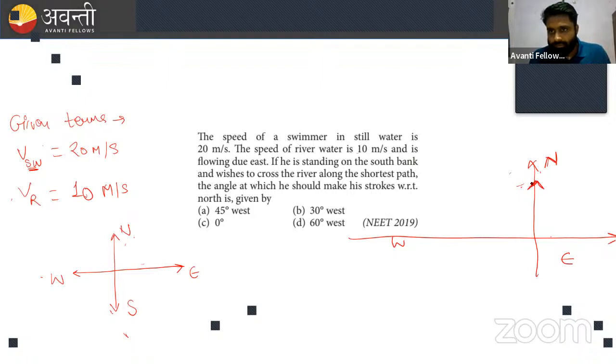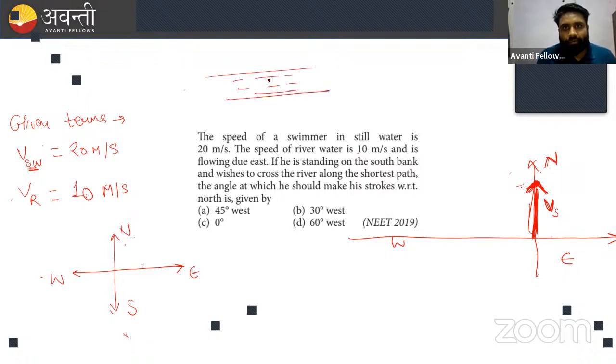So we have three components of velocity here. Firstly, we would like to move in the perpendicular direction to the river flow. This is the velocity of swimmer with respect to ground. Observed from the ground, the swimmer should appear to move straight, so that he could cross the river in the shortest path. If the river is flowing, the shortest path is the width of the river.